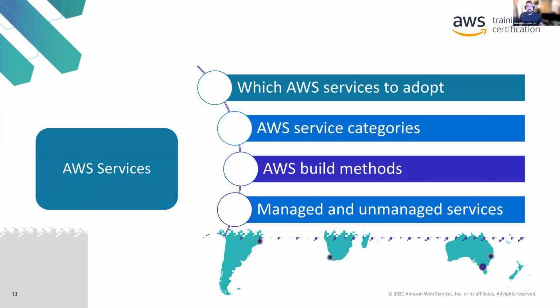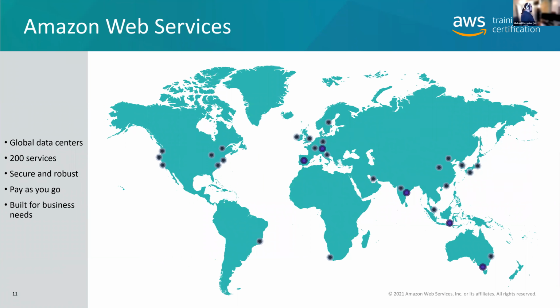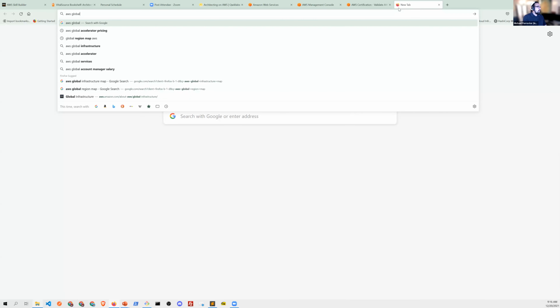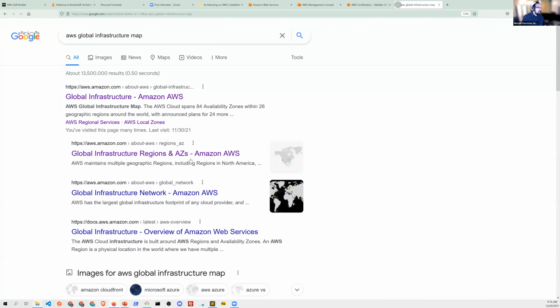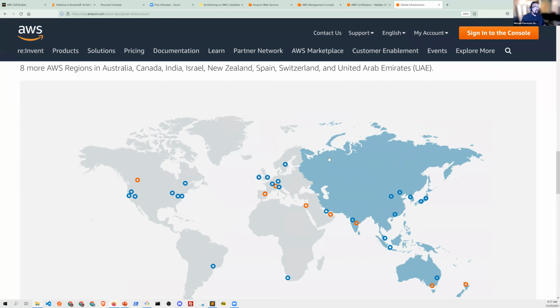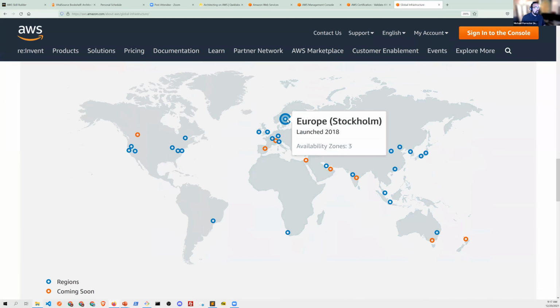Now, here's what you need to know: if we go over to a web browser and we type in AWS global infrastructure map, we can go to Amazon's global infrastructure webpage, and guess what we can see? We can see all of the cool little geographic areas that Amazon has, what they call regions. Regions are made up of availability zones. What are availability zones? They are clusters of data centers.